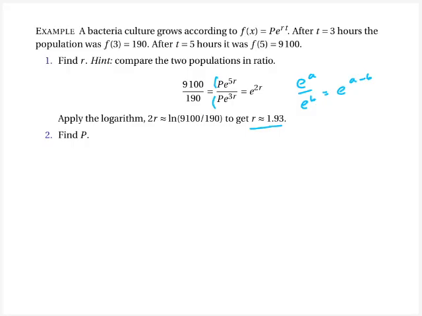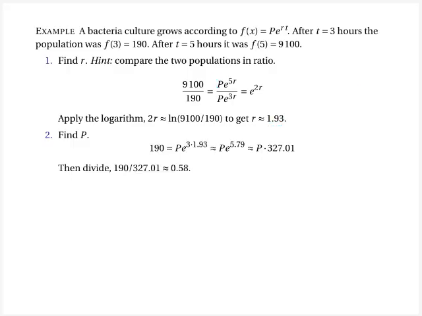So once you know r, then you can use it to go back and figure out P. I took f of 3 equals 190, but I could have taken the other one. I just had to pick one. That's the one I picked. So 190 is Pe to the 3 times 1.93, and then the rest is just a question of coming up with the calculator. e to the 5.79 gave me 327.01, and I divided through it, and I ended up with about 0.58.